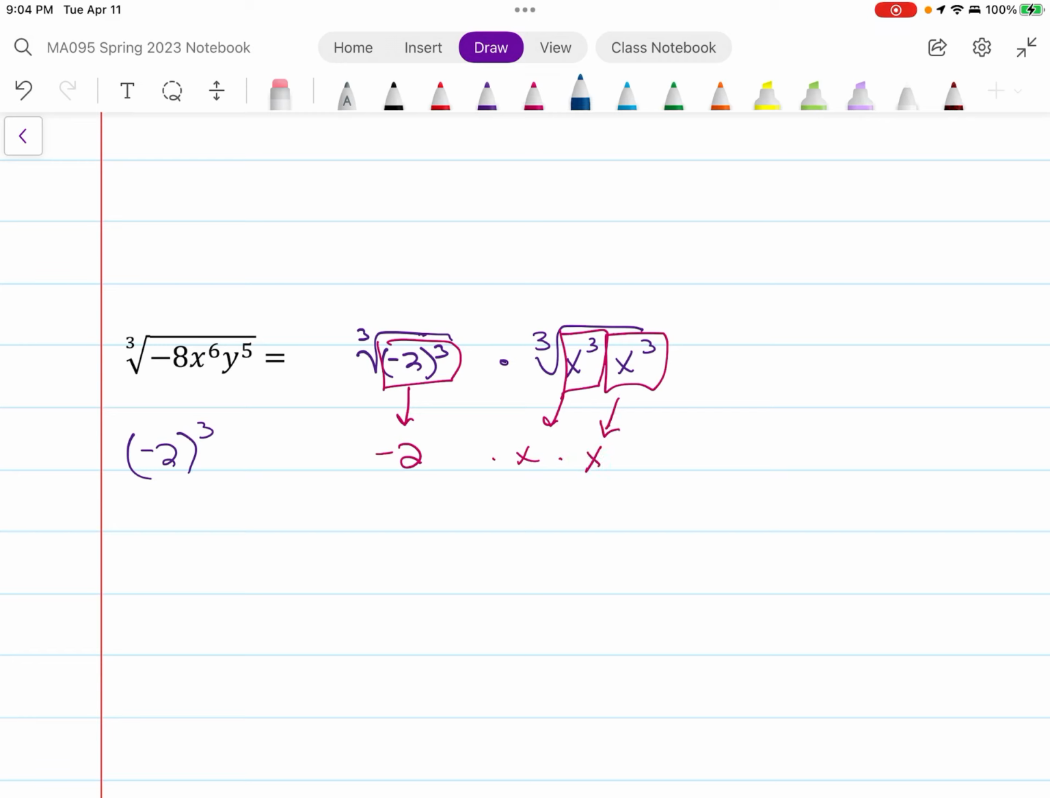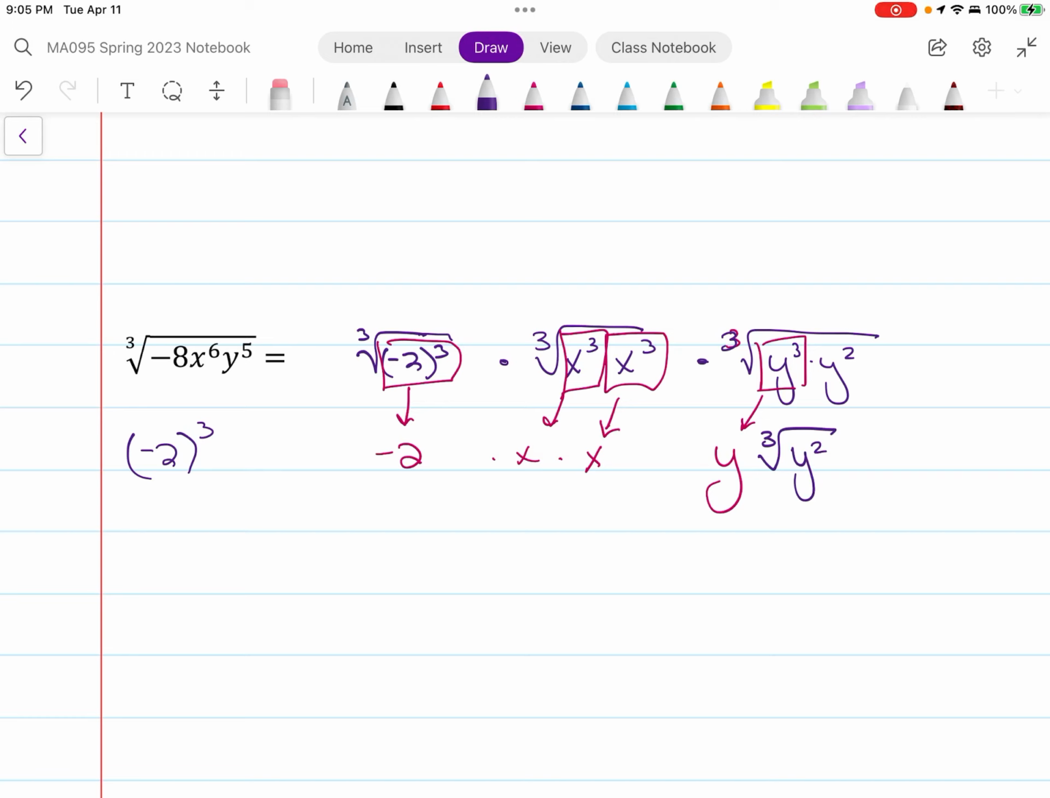All right, and the last one is going to be, now how many perfect cubes can you pull out of y to the 5th? So you've got a y cubed times a y squared. Okay, so we're going to pull this out. So it becomes y when we cube root it. I forgot to write that. And then the y squared is still stuck underneath this cube root. There's not enough of them to come out. So we've got y squared right there.